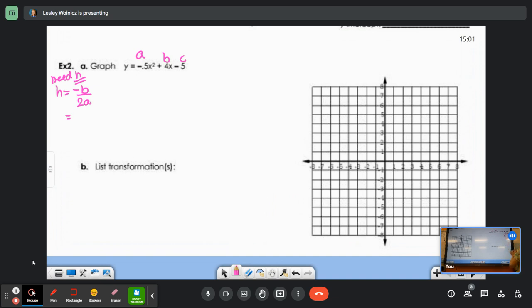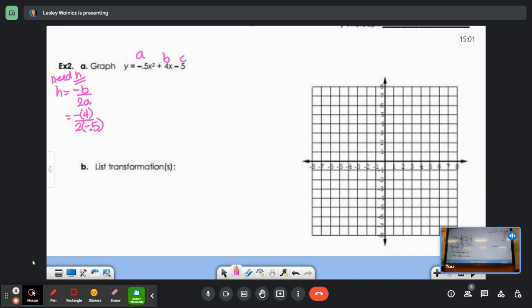So what is our B? It's 4. So we want the opposite of 4. And then we have a 2, and then we plug in our A value, which is negative 0.5.